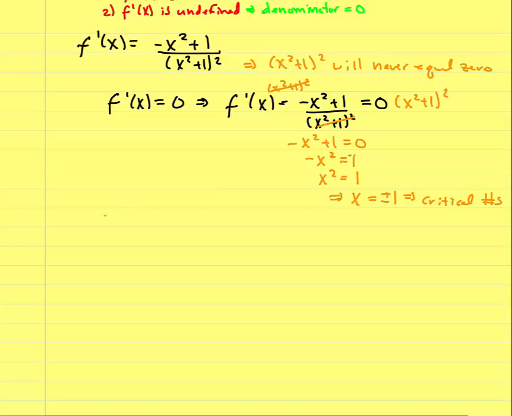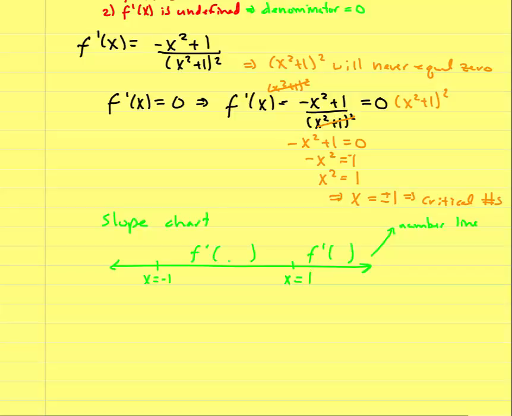So now that I have these critical numbers, I'm going to put them in a slope chart and test them to see what's going on. Now the slope chart is just a number line, so I have numbers from negative to positive infinity. If I had endpoints on this interval, I could include them, but this is defined for all real numbers as far as I know. So I put in these critical numbers, x equals negative 1 and x equals 1. Now I check and see what's going on on either side of them. In the derivative, I want to know what the slopes of the tangent lines are doing. So I check numbers in these intervals to see what's happening.